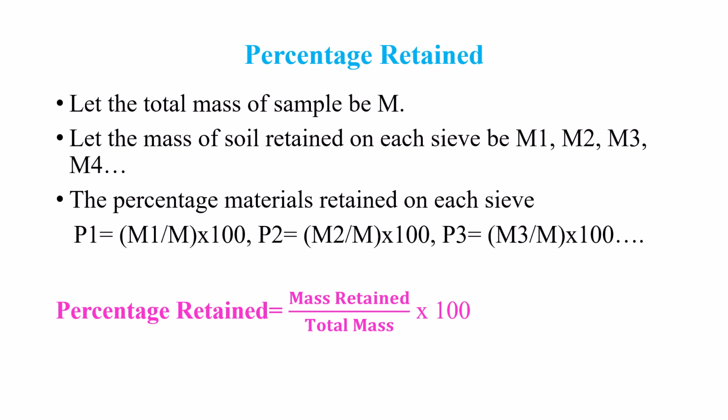Next, we calculate the percentage retained on each sieve. Let the total mass of the soil sample be M, and let the mass retained on each sieve be M1, M2, M3 and so on. The percentage retained is calculated by dividing the mass retained by total mass multiplied by 100. Repeat this calculation for every sieve in the table.